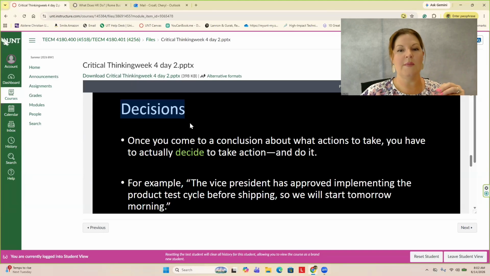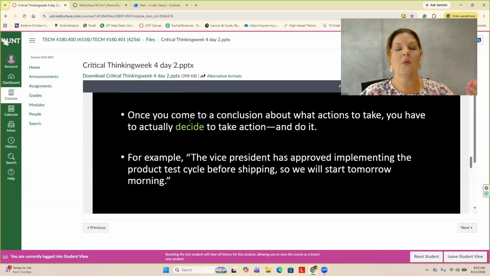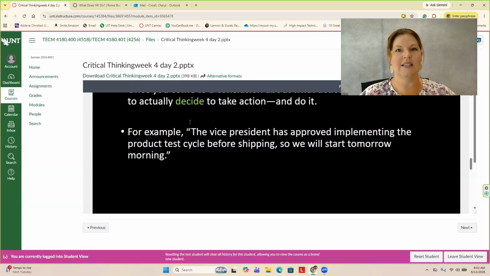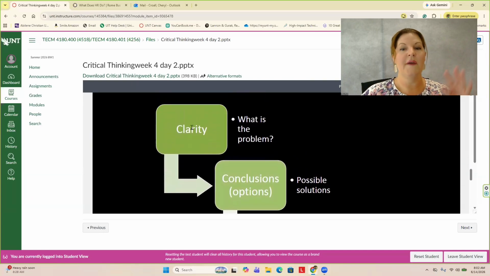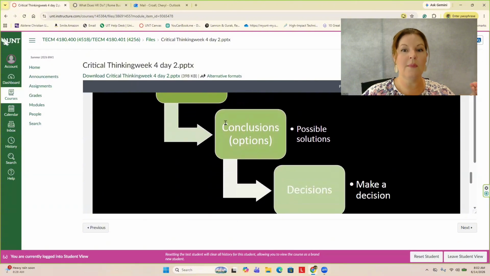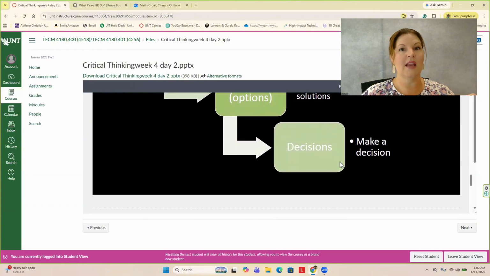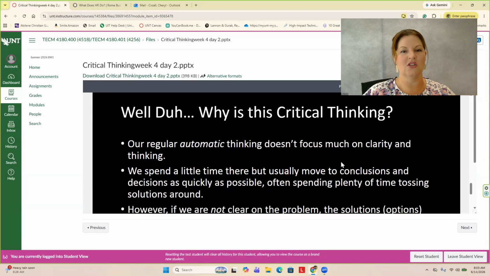So our final step is actually deciding. And when we have done a thorough job of getting clarity, creating those options, looking at different options, that helps the decision-making process move forward more quickly. So here we have getting clarity, what the heck is the problem, drawing the conclusions, looking for possible solutions, and making a decision. Of course, make a decision.